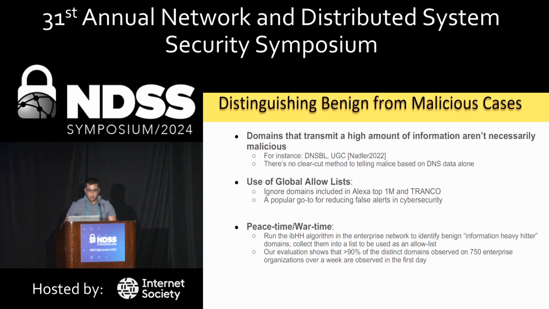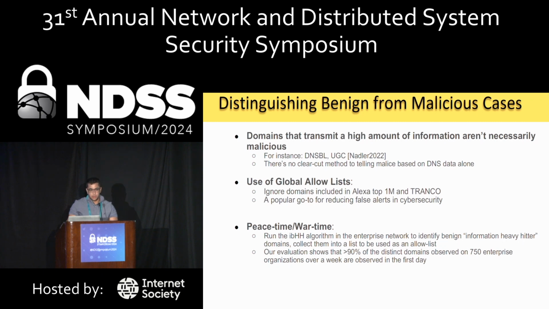So one of the problems with DNS exfiltration is that there can be benign uses of DNS tunneling, as described in the work of Nadler from 2 years ago. One of which is, for example, antivirus agents may send hashes of files to scan over the DNS protocol, and this looks a lot like DNS exfiltration. And there isn't really a way to distinguish between those two kinds of cases.